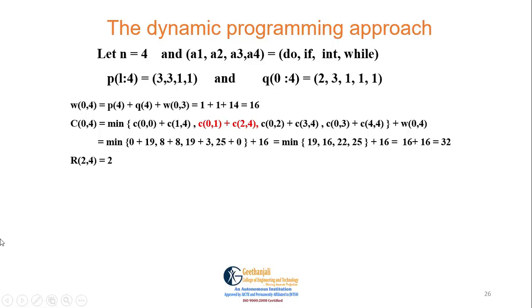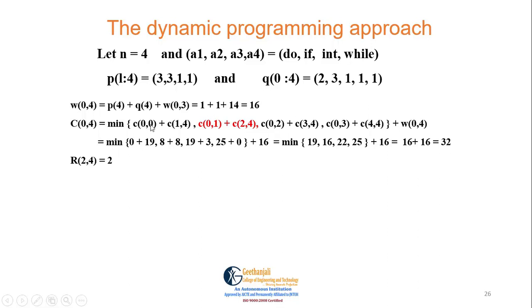Now finally, you are going to construct the tree which contains exactly 4 nodes. What are the 4 nodes? A1, A2, A3, A4. If I select the A1 as a root element, I am getting this expression, that is C of 0, 0 plus C of 1 comma 4. If I select the A2 as a root element, I am getting this expression. If I select the A3 as a root element, I am getting this one. Like this, A4, I am getting this one. Plus W of 0 comma 4, the total weight.